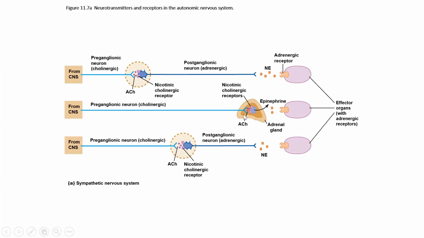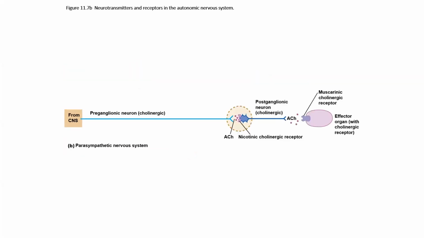Same thing here. On the chromaffin cells, we've got nicotinic cholinergic receptors. On these postganglionic neurons here, we also have receptors as well, the nicotinic cholinergic receptors. So because these neurons always release acetylcholine, we always have cholinergic receptors.